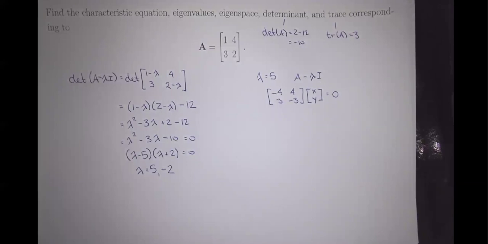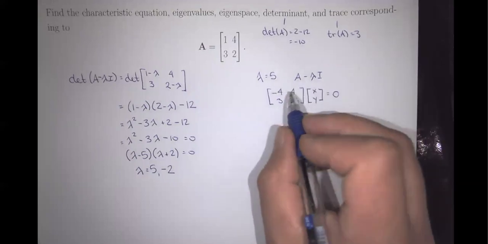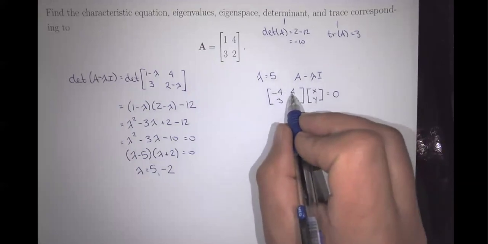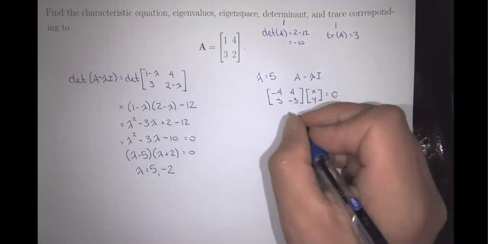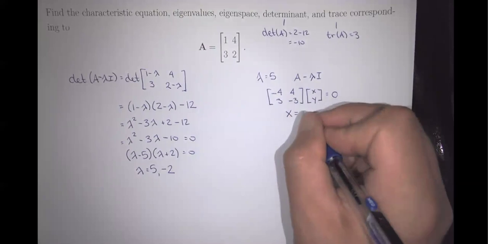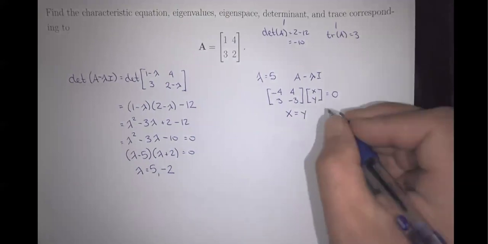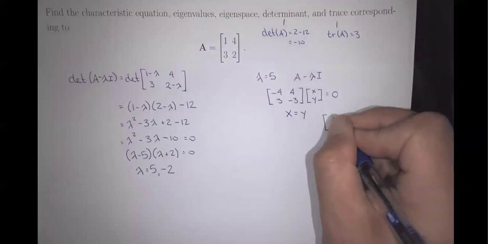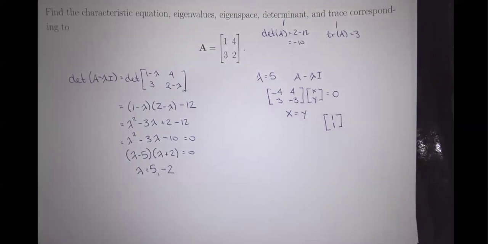So if this is true, just taking a look at this, you need negative 4x plus 4y to equal 0 and 3x minus 3y equals 0. In each case, it's x equals y. And so any vector for which x is equal to y is going to be an eigenvector. In particular, we can take 1, 1. But any vector where x is equal to y is fine.